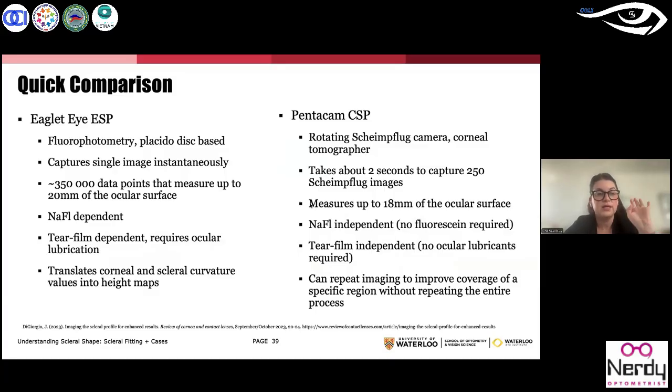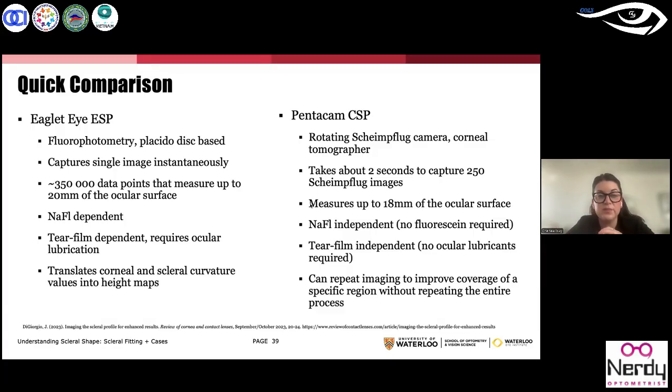The Eaglet ESP is your reflection-based design. It is very fast. It captures a single image, you just hit it and it takes it instantaneously. It captures 350,000 data points and can measure up to 20 millimeters of the ocular surface, but it is fluorescein dependent and tear film dependent, so it requires ocular lubrication and a lot more prep of the eye. And it translates corneal and scleral curvature values into elevation maps.